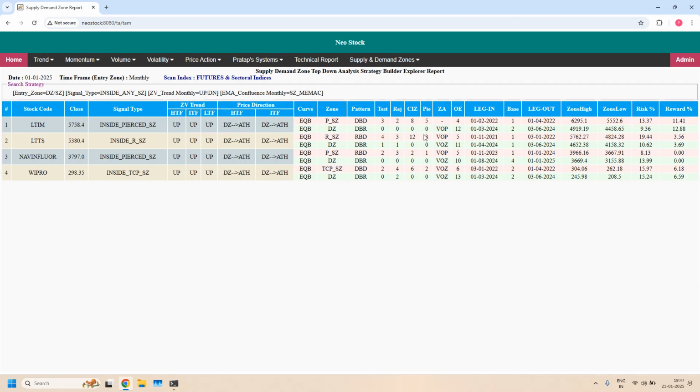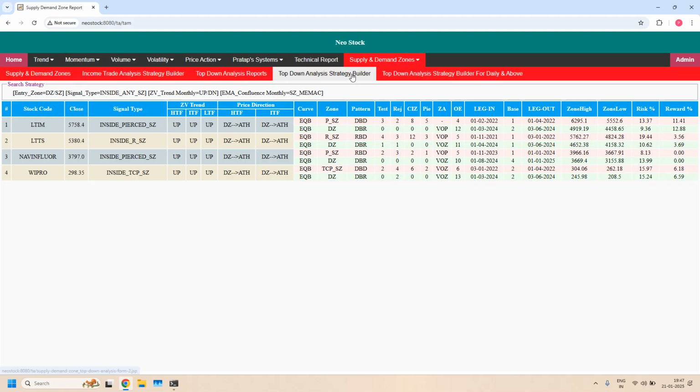But all these monthly supply zones are pierced zones. Don't forget, always you have to look into the pierced column. You already learned how to deal with pierced zones in lesson 28. Okay, this is about monthly time frame.